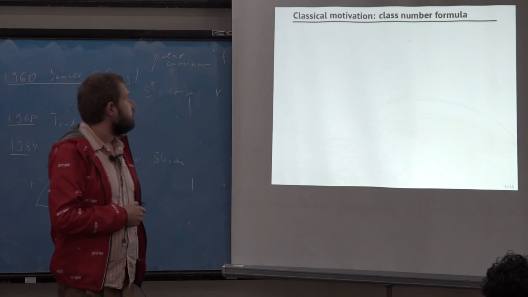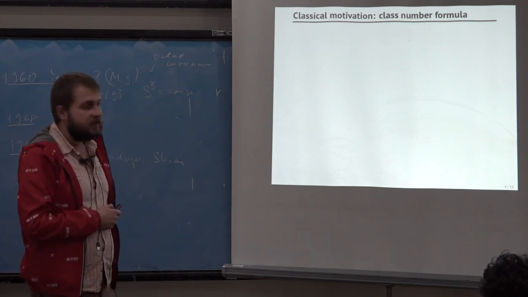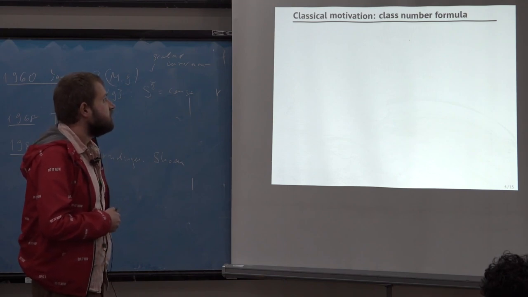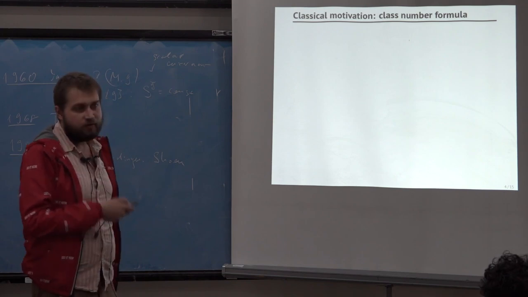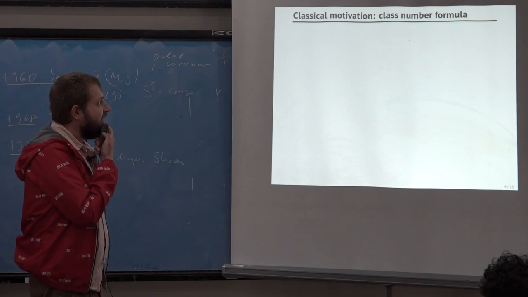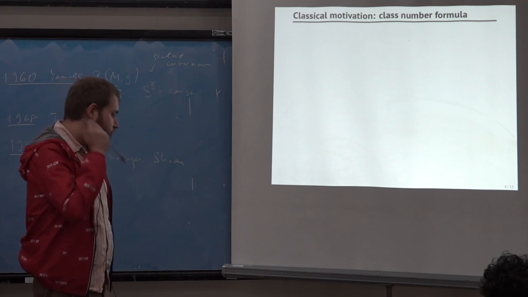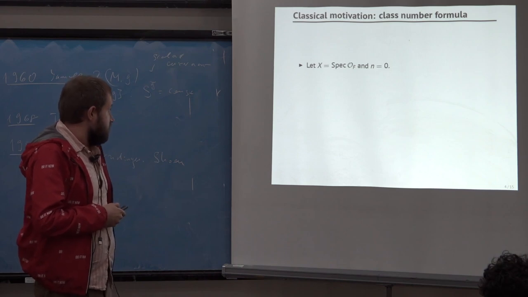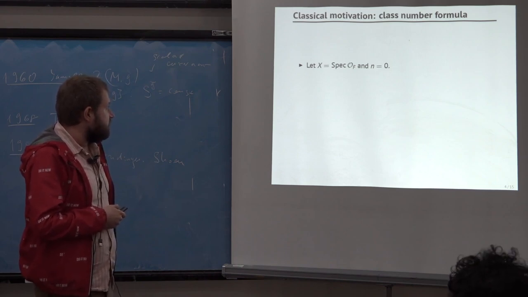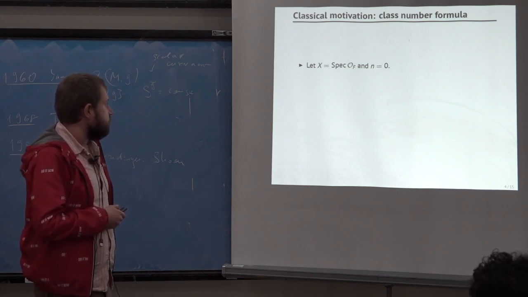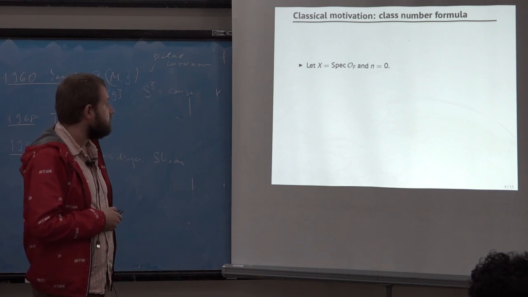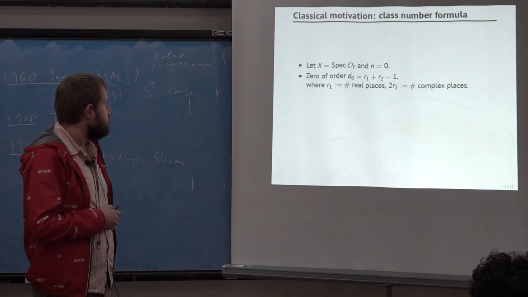And well, there is a lot of work related to the special values of zeta functions, but I'm going to mention just one really classical formula, which was due to Dirichlet, and it was also already known to Gauss. So this is the class number formula. If you work with number fields, so we take the Dedekind zeta function, we can ask what is the special value at zero.